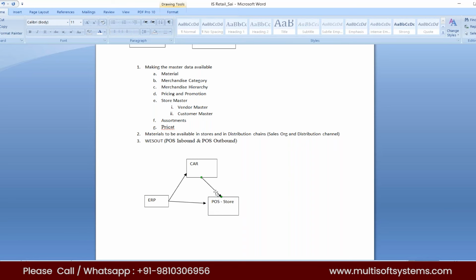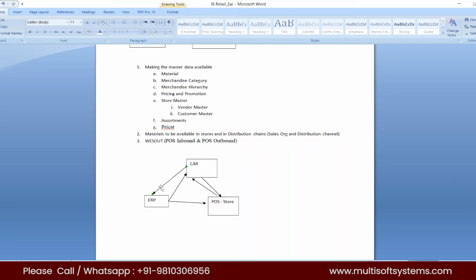This POS system feeds your information back to your CAR system, stating that this article is sold today, and this article has to be replenished from tomorrow for the sales. So that information will be fed back from the CAR system.